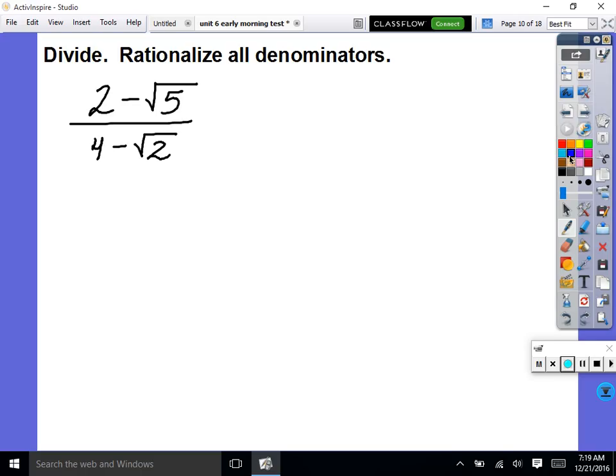Makes me mad. Okay, here we go. So looking at this one, notice none of my radicals simplify. That's what I always check for first. Okay, now we've got to rationalize the denominator.